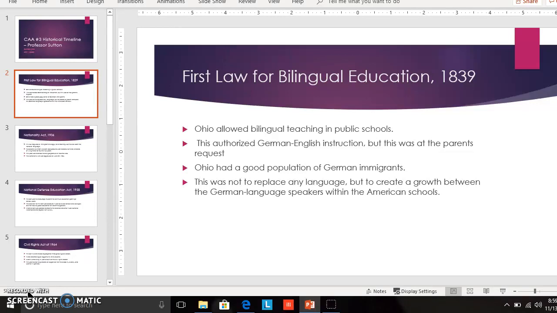But the only reason that this was the first state to allow bilingual education was because Ohio had a good population of German immigrants. With all the immigrants coming in, of course, they wanted to have enough bilingual instruction going on. They didn't want to just focus on one language. They wanted to expand the languages that people were learning or how they were being taught. This was not to replace the English language. They just wanted to create growth between the German language speakers and the American schools. So basically, English just wanted to be enhanced for this one.